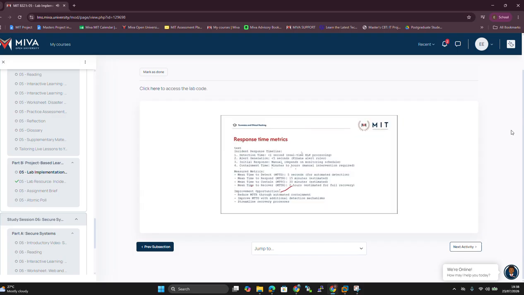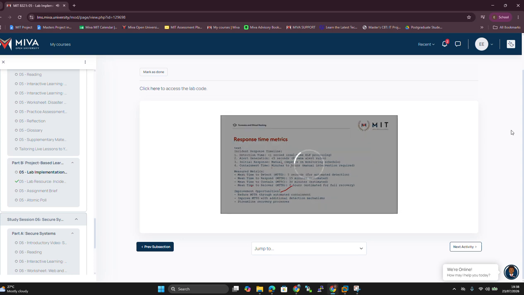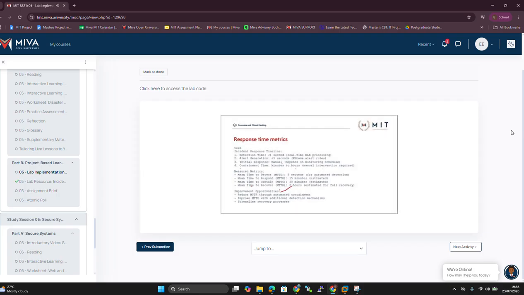Looking at the response time metrics, there are several metrics we use to measure our response time. First of all, we have the incident response time.